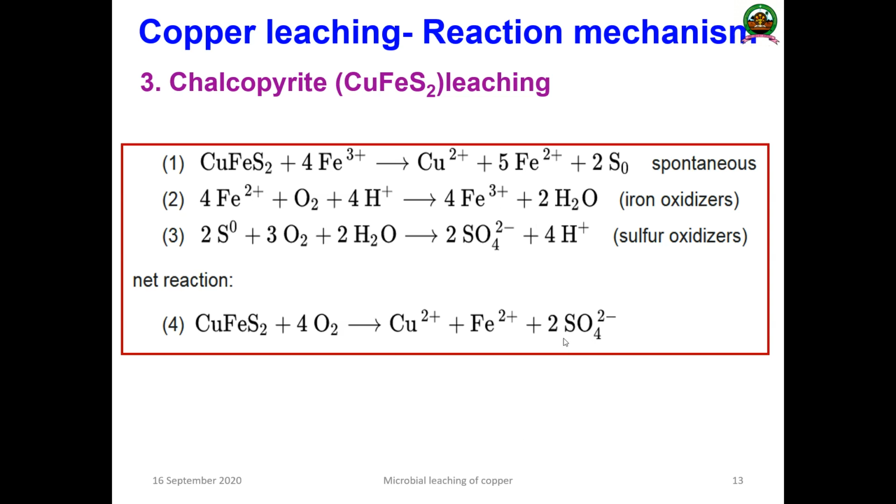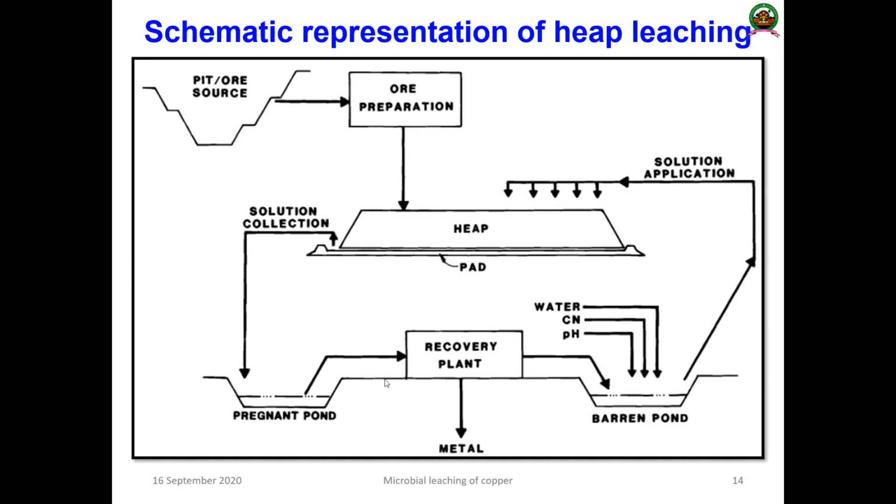Okay, then the next one is this schematic. I wanted to show you a schematic representation if you wanted to draw a diagram. So this is the pit or source of ore. Okay, from the source or mined region, the ore will be prepared. Then this is a layer of impenetrable barrier. There will be a slight slope, and over that the heap of ore will be produced.